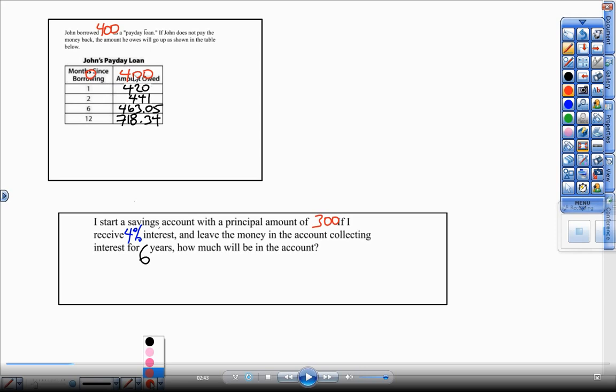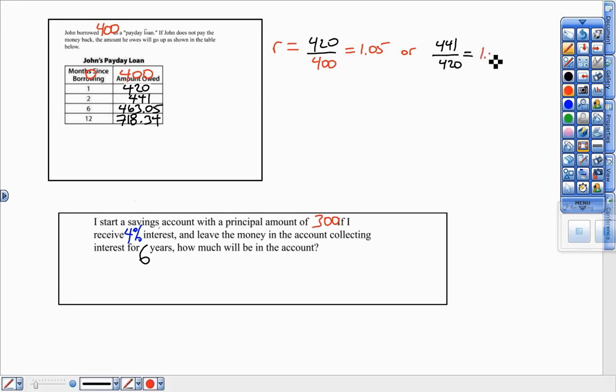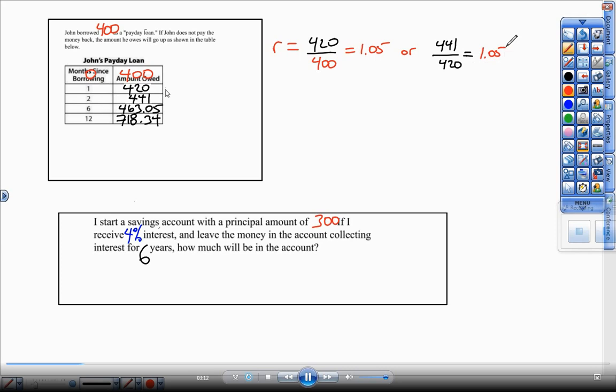So to find the rate of change, I'm going to take two values and compare them. I'm going to take this 420 and divide it by the number before it, 400. So if I divide that number by the one before it, I'll get 1.05. If I divide 441 by that 420, I'll get that same 1.05. That is my common ratio. So for each of these, I'm multiplying by 1.05.